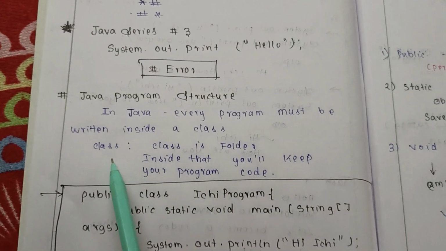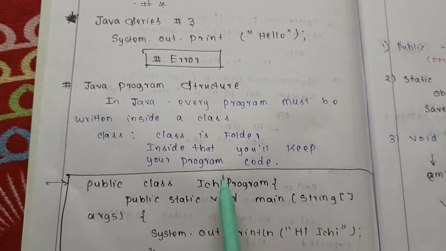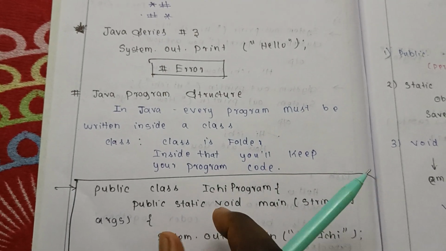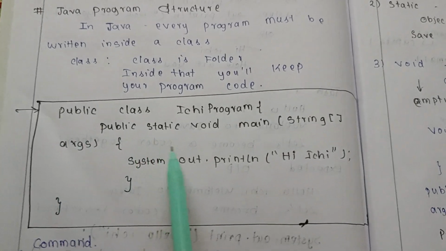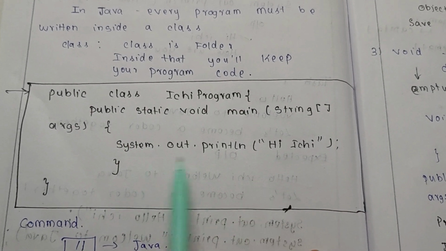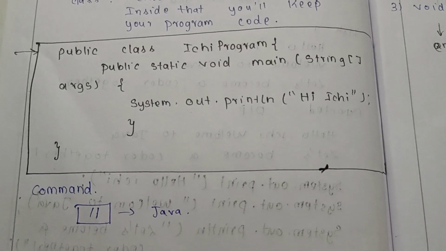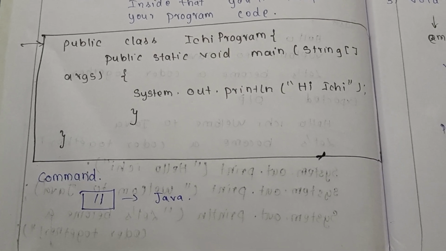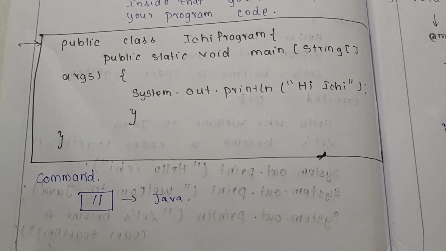Before that, let's see what a class means. A class is like a folder. You have to put everything in your program inside the class. So a class is a folder, and inside it you keep your program code. For example, this is your class. Inside it you will code your program, that is System.out.print. You will print inside the class. No need to worry, I will explain very simply and slowly, as if you are a beginner.